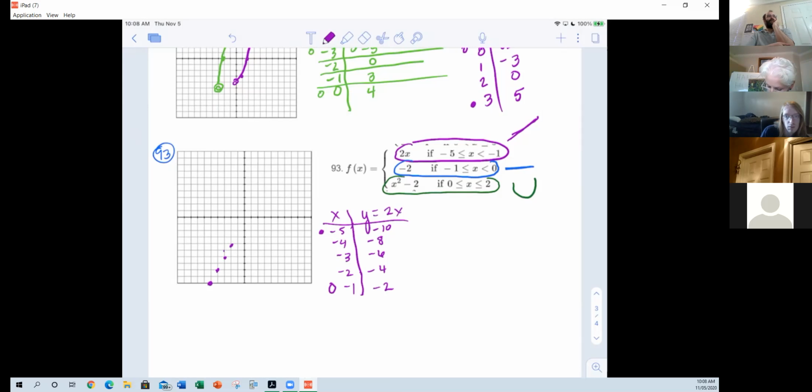-1, -2. There's the first piece. Looks like what we thought it would look like. Now let's do the second piece.